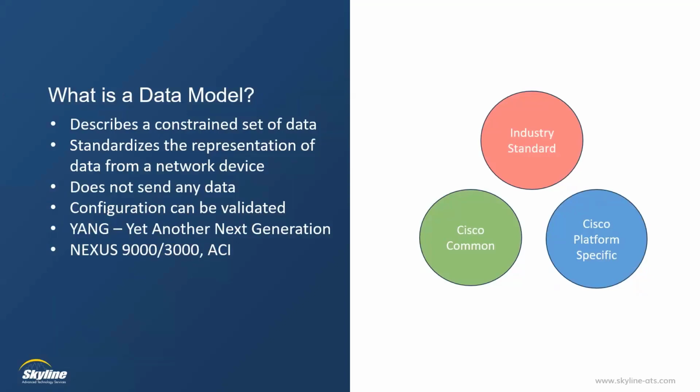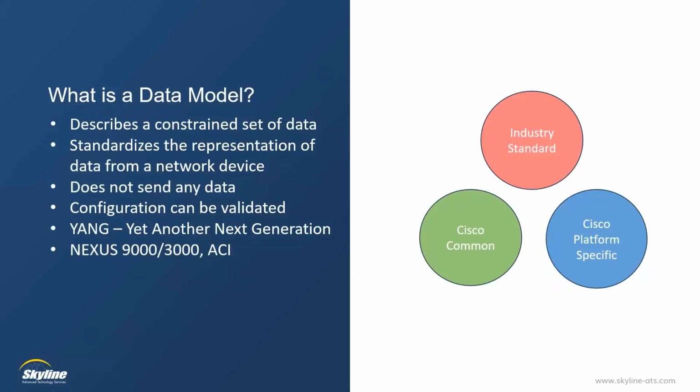If we know what all of these are, and we have this model, then it's a lot easier for me to make changes to my devices, because now I don't have to know show commands or configuration commands to get the information I want. What a data model does is describe a constrained set of data. It's a standardized representation of data within your network device. It does not send any data at all. It's not responsible for sending data; it is responsible for describing data.